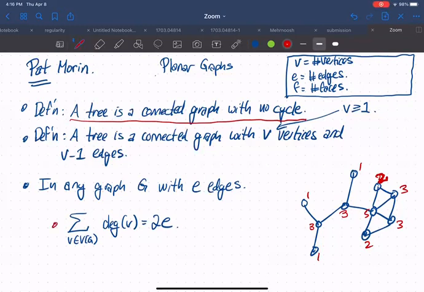And a concept that we'll use is the average degree, which is twice the number of edges divided by the number of vertices. Okay. So that's typically what we'll do when we do this trick, is to look at this average degree. All right.